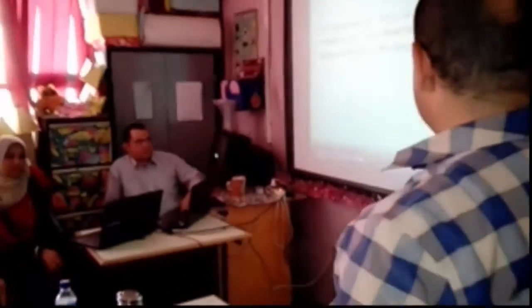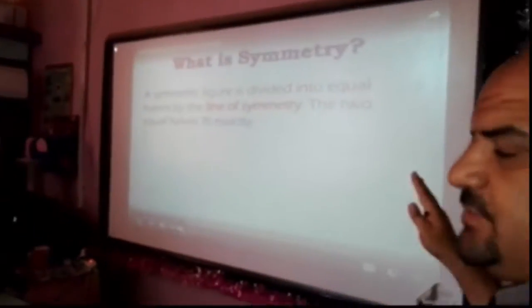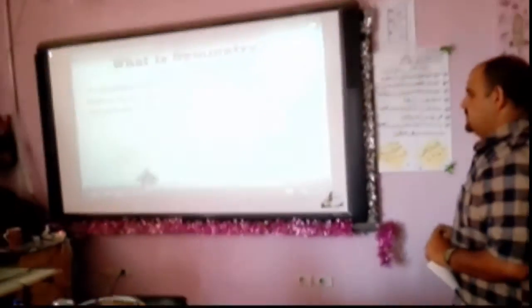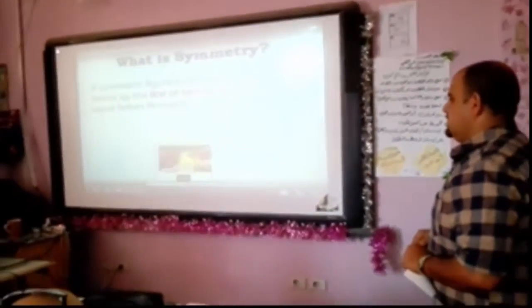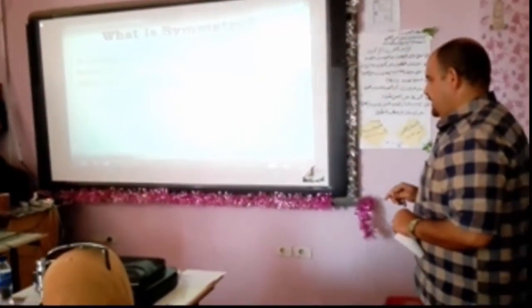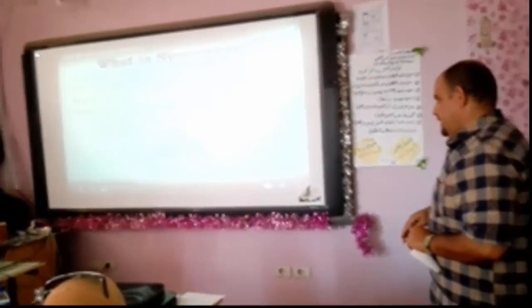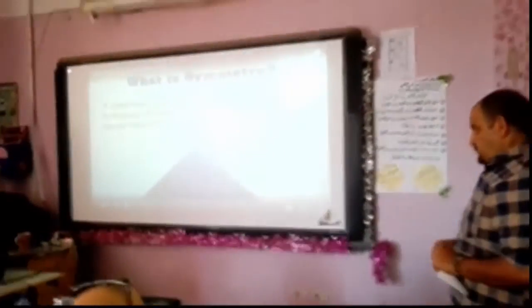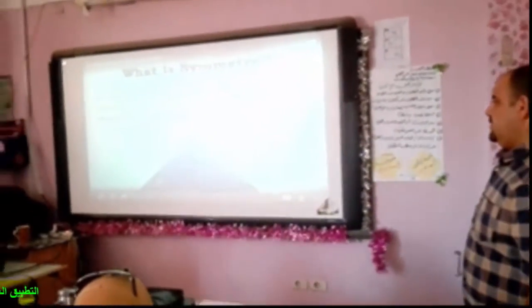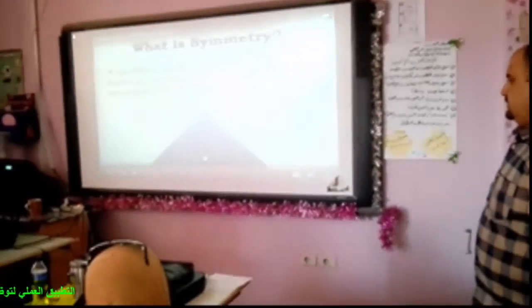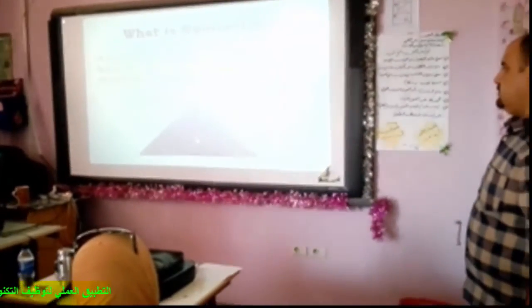Let's look at the complete video. A figure divided into two equal halves. Now, what is more important is that these two equal halves must fit exactly when I fold, I flip, or I slide it. Right? So just taking a look at this picture here. I look at this triangle. This dotted line is my imaginary line of symmetry.